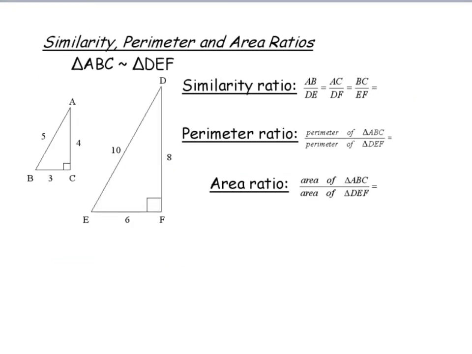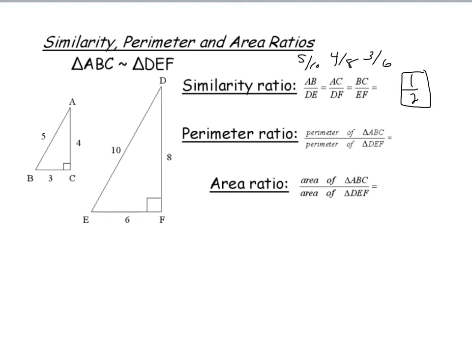So putting this all together, when we're talking about similarity ratios, perimeter ratios, and area ratios, if I tell you that these two triangles are similar, meaning that your sides are going to be proportional to each other, to find a similarity ratio, all you do is compare your sides. So A to B and D to E should be the same as the others. So if you take a look, this is 5 to 10, this is 4 to 8, and this is 3 to 6, all giving me a similarity ratio of 1 to 2. So the similarity ratio is 1 to 2.